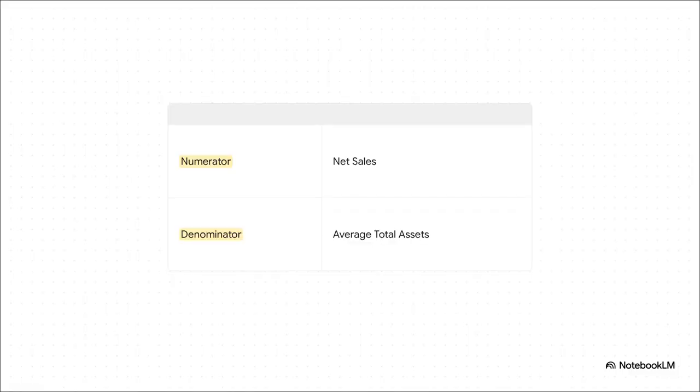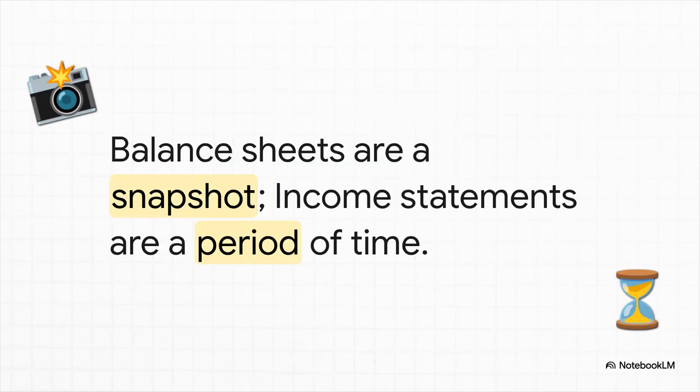Moving right along to Section 2, the formula explained. Because understanding the concept is great, but calculating it correctly, that's how you actually earn your points. Here's the formula, and it's honestly super straightforward. You just take net sales and divide it by average total assets. Simple as that. And generally speaking, a higher turnover means they're doing a great job using those net assets to generate sales.